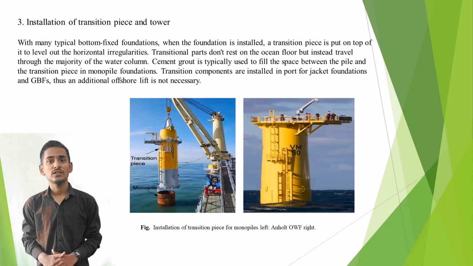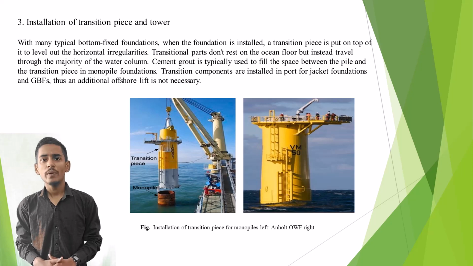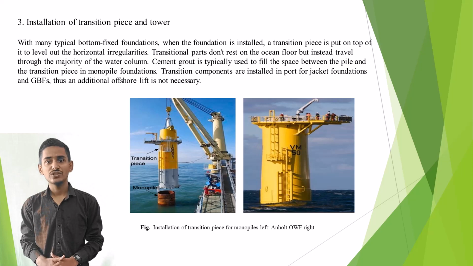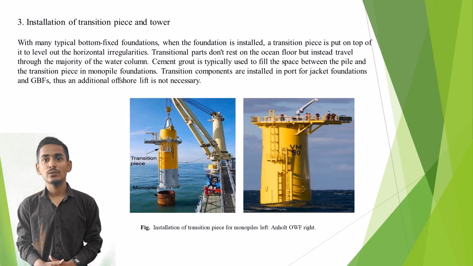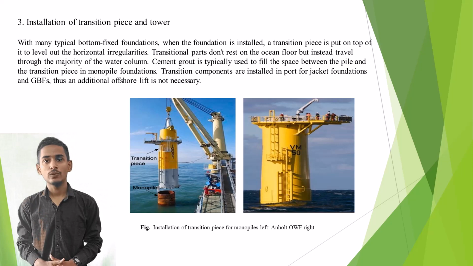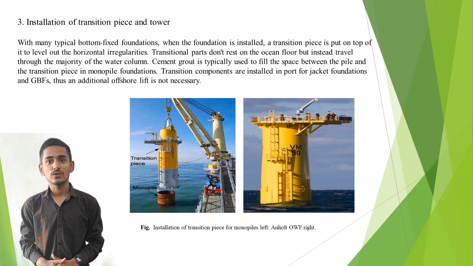Next, we discuss installation of transition piece and tower. With many typical bottom fixed foundations, when the foundation is installed, a transition piece is put on top of it to level out the horizontal irregularities. Transition pieces don't rest on the floor but instead travel through the majority of the water column. Cement grout is typically used to fill the space between the pile and the transition piece in the monopile foundation. Transition pieces are installed in port for jacket foundations and GBFs. Thus, the additional offshore lift is not necessary.